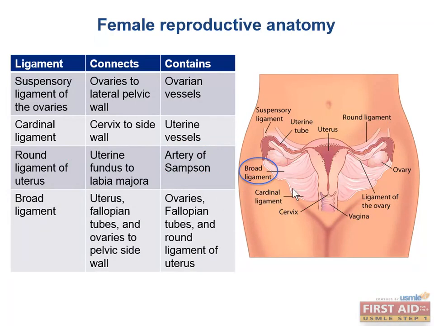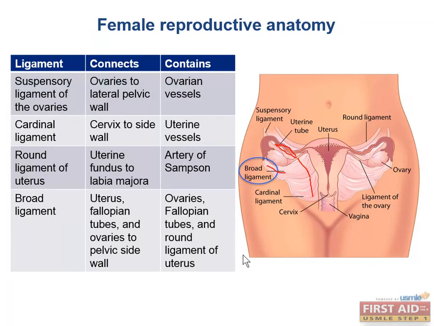Your broad ligament contains multiple structures. So you've got the mesosalpinx. It's the part of the broad ligament that connects to your fallopian tube. You've got your mesometrium. It's the broad ligament that connects to the uterus. You've got your mesovarium, the part that will connect to the ovaries. Okay. So what's important is to know that occasionally they'll ask which ligament actually contains multiple structures, and the answer would be your broad ligament.